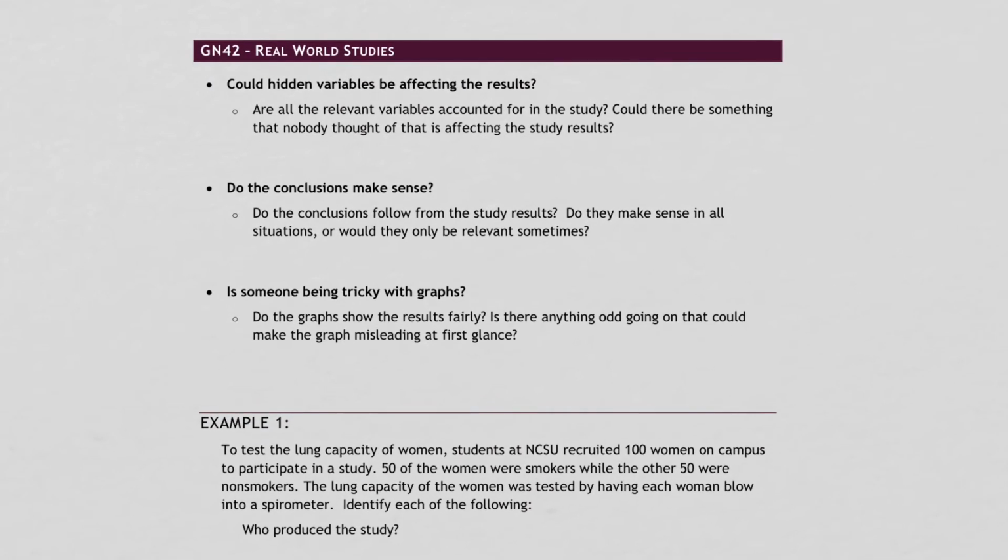Could hidden variables be affecting the results? Could there be variables that they're not considering that could be affecting the results? Are all the relevant variables accounted for in the study? Could there be something that nobody thought of that's affecting the study?